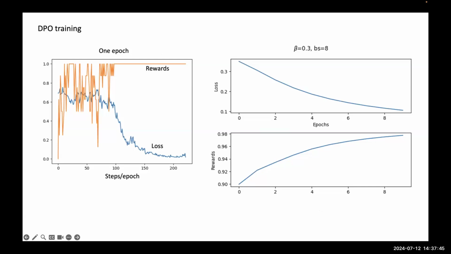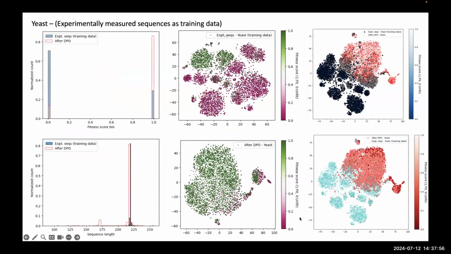I just want to quickly show what a typical training curve in the DPO setting looks like. You have the rewards and the loss. These are the pseudo rewards, keep in mind. And then for a couple of families, I want to show what DPO does before and after, just like what we saw for the lysozyme case.